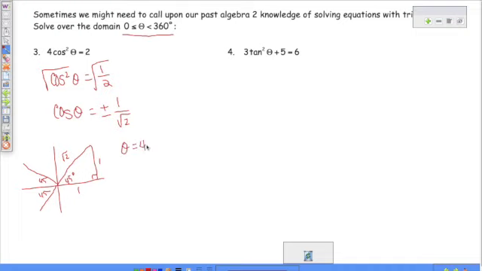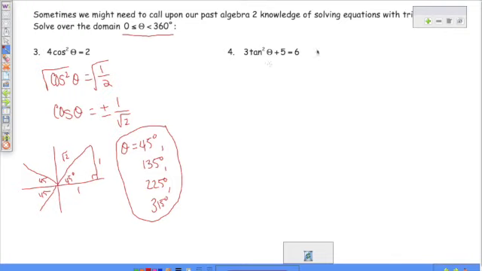So theta could be equal to 45 degrees, 135 degrees, 225 degrees, or 315. And yes, you need all 4 answers, okay? We're looking for every single possible answer in between 0 and 360. So because we took the square root, we were allowed the positive or the negative version. And that's why we got answers in all 4 quadrants.